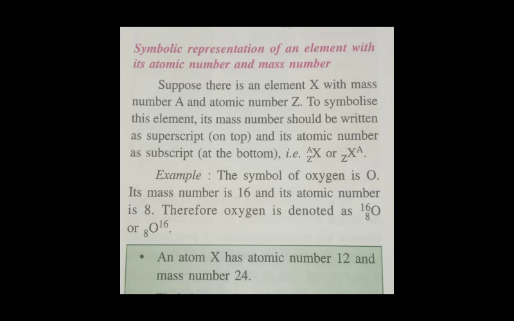So an atom X has atomic number 12 and mass number 24. If you have to calculate the number of neutrons in it, you will subtract the atomic number from the mass number. 24 minus 12 will give you the number of neutrons.